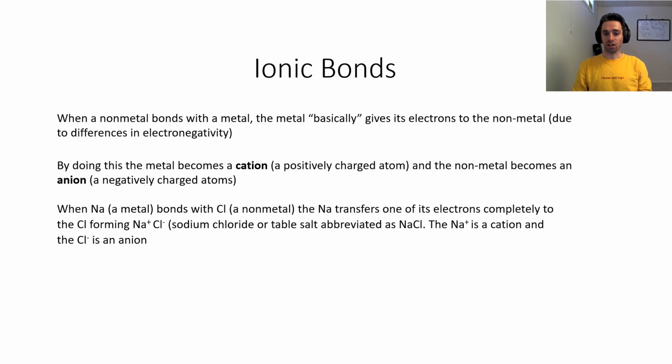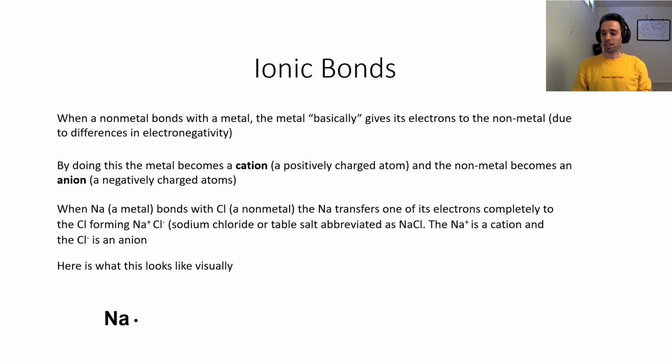When Na, a metal, bonds with Cl, a nonmetal, the Na transfers one of its electrons completely to the chlorine, forming Na+ Cl-, sodium chloride or table salt, abbreviated as NaCl. The Na+ is the cation, and the Cl- is the anion. Let's look at this reaction. Finally, we get to make a picture of what's going on.